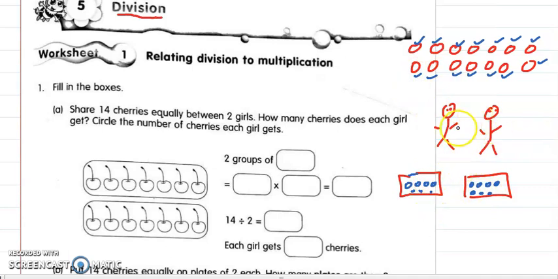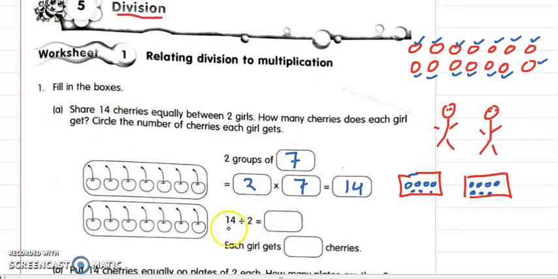Now I will calculate how many are here. Each one gets 1, 2, 3, 4, 5, 6, 7. And 1, 2, 3, 4, 5, 6, 7. So each one gets 7. It means by doing so we made two groups and each group is of 7. If these are two groups of 7, we can write them as 2 times 7. Two groups of 7 mean 2 times 7, so 2 times 7 is equal to 14.